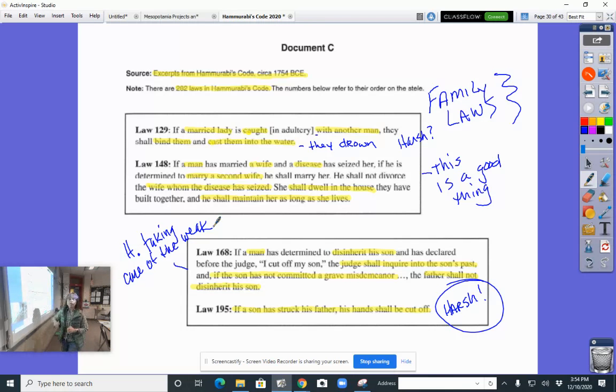Okay, so these are some things I wanted you to notice. I also want you to notice that up here we always highlight the source. And it tells us that there are 282 laws in Hammurabi's code. The numbers below refer to their order on the stele. Okay, let's go to the next one.